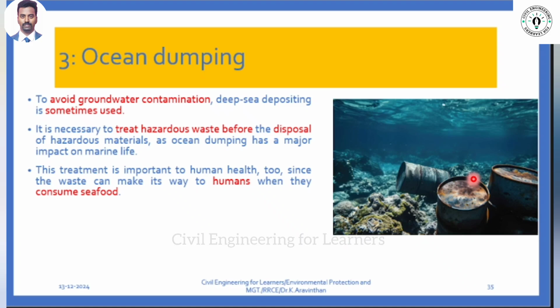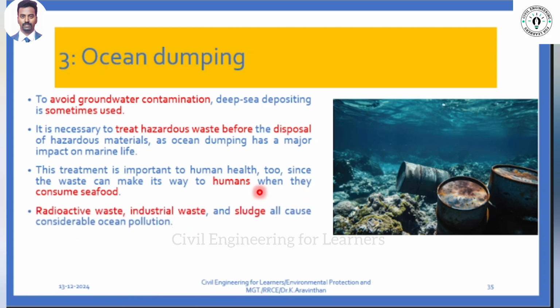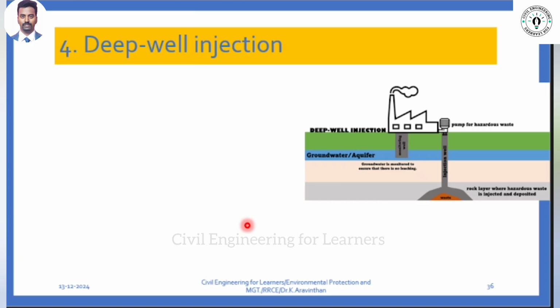These are the things where humans get new types of diseases. So it affects the human. If humans consume the seafood, then it affects us also. The general wastes they dispose like this are radioactive waste, industrial waste, sludges. All cause considerable pollution. Fourth technique is deep well injection.